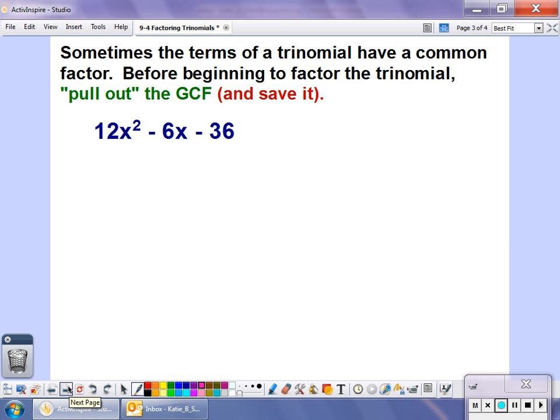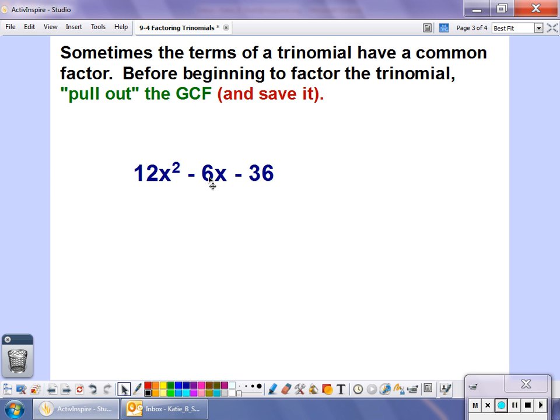Now sometimes when you look at these problems, it's really important for you to think about whether or not you have a GCF. If I look at this problem here, if I just wanted to use a factor sum chart, I'm looking for factors of this times this, which means I'd be looking for factors of negative 432 that add up to negative 6. That's going to be really hard to factor.